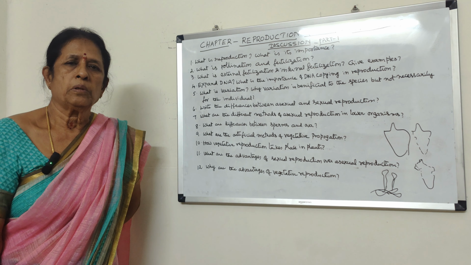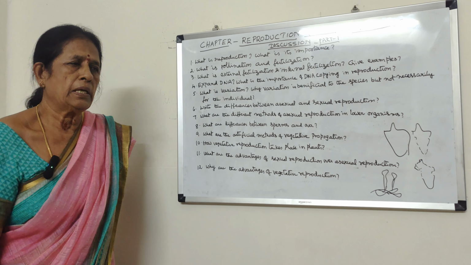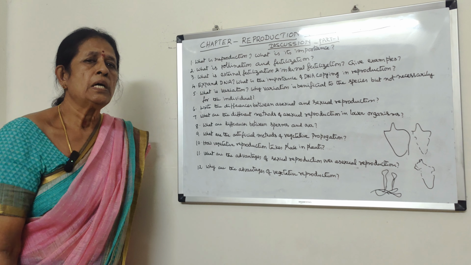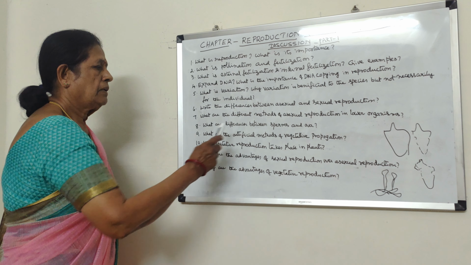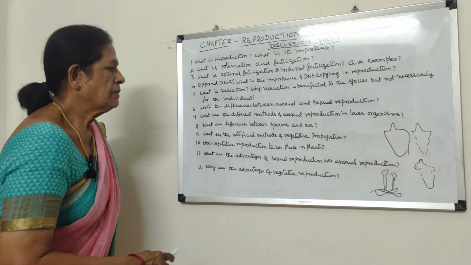So they are allowed to grow together and it will grow into a new plant. That method is called grafting. So cuttings, layerings, grafting are different methods of artificial vegetative propagation. Next, how vegetative propagation takes place in plants.